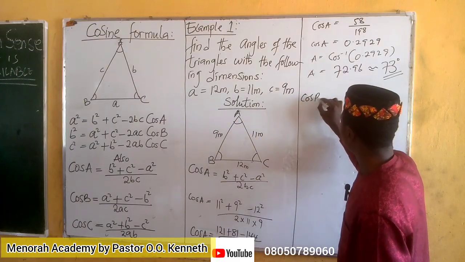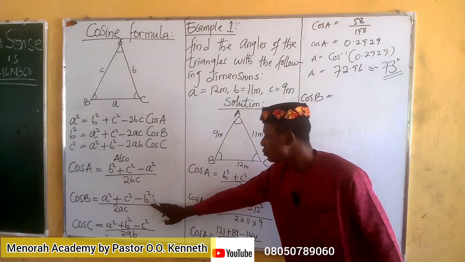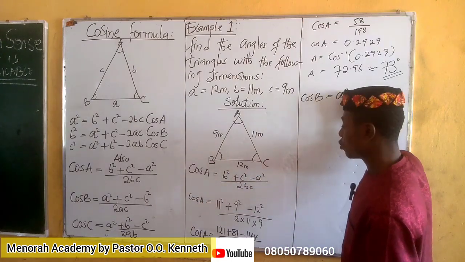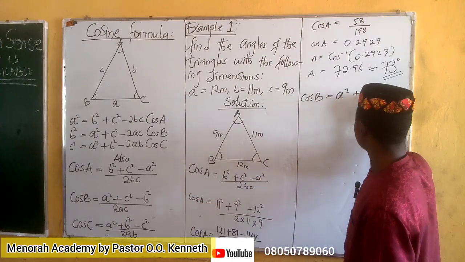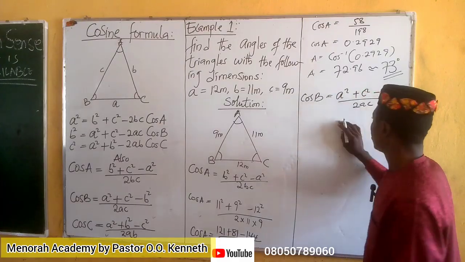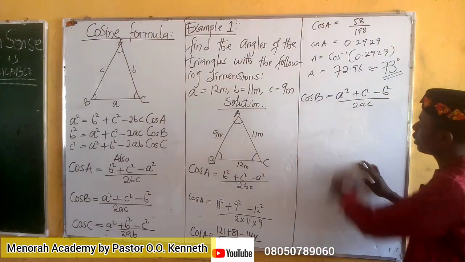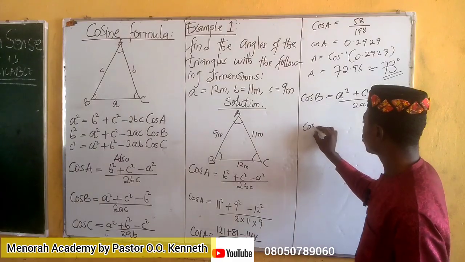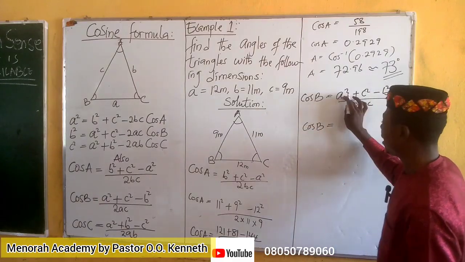Angle B, which is cos B now. Cos B is going to be A square plus C square minus B square all over 2AC. So this is the formula if you want to find the angle. This is going to be equal to cos B, which is going to be A square.